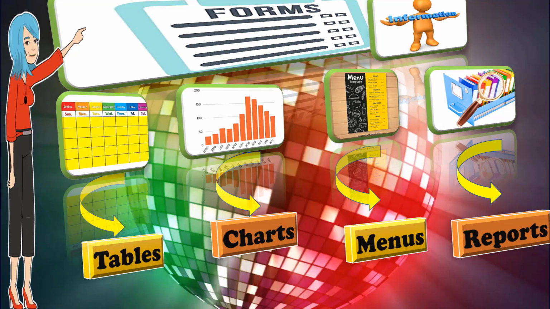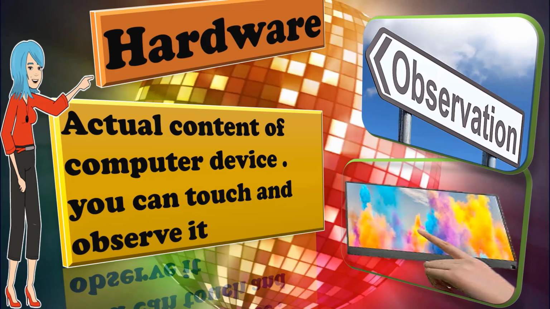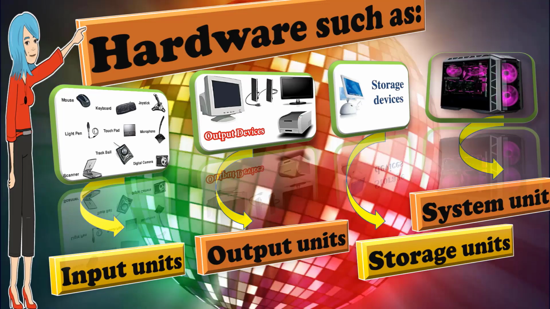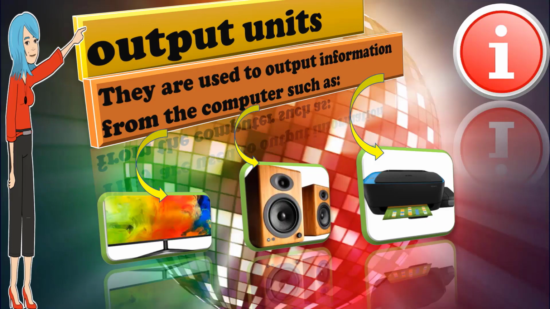Let's know what is meant by hardware. Hardware is the actual content of computer device. You can touch and observe it, such as input units, output units, storage units, and system units. You can observe them and touch them. Let's know what is the function of input units. Input units are used to input data into the computer, such as mouse, keyboard, mic, light pen, scanner, and digital camera. As to output units, they are used to output information from the computer, such as monitor, speakers, and printer.